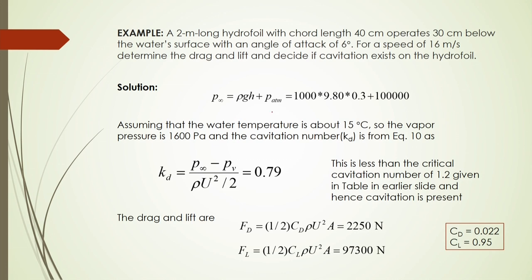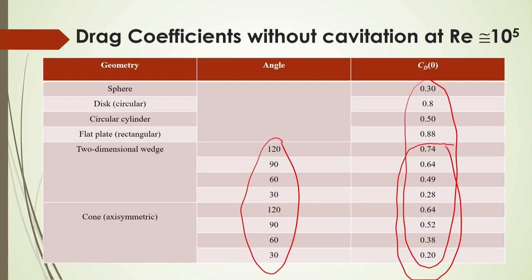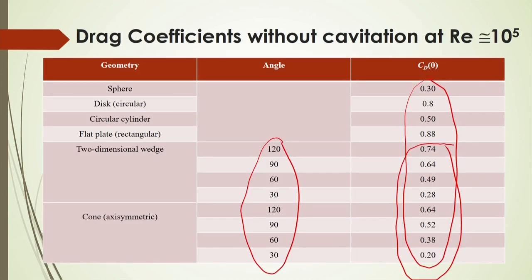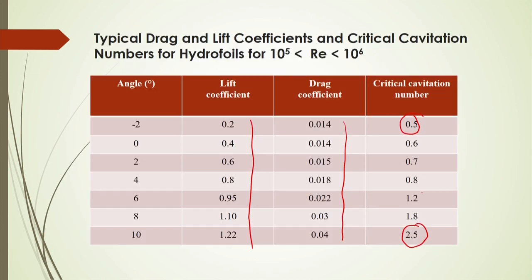In that case, this P infinity you have to first calculate, that will be rho g h plus P atmosphere at the water surface. Then, assuming that the water temperature is about 15 degree centigrade, at that temperature the vapor pressure will be 1600 Pascal, and the cavitation number based on equation number 10, K d, will be equal to P infinity minus P v divided by half rho U square. After substitution of P infinity and P v, we get K d equal to 0.79. So, this is less than the critical cavitation number of 1.2 that is given in the table earlier.